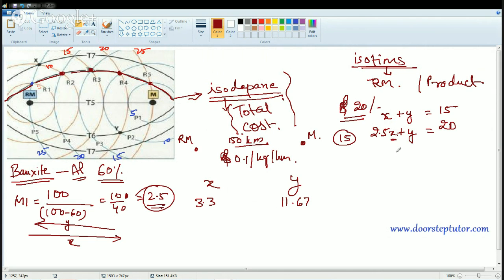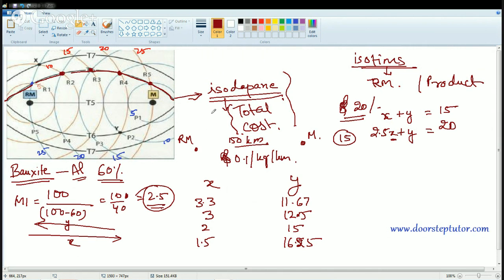Now I put the values of x. Supposedly I put x as 3, my value for y would be 12.5. Here if I put 2, it would be 15. Here if I put 1.5, it would be 16.25, for example. Now I try to interpolate that on the graph.